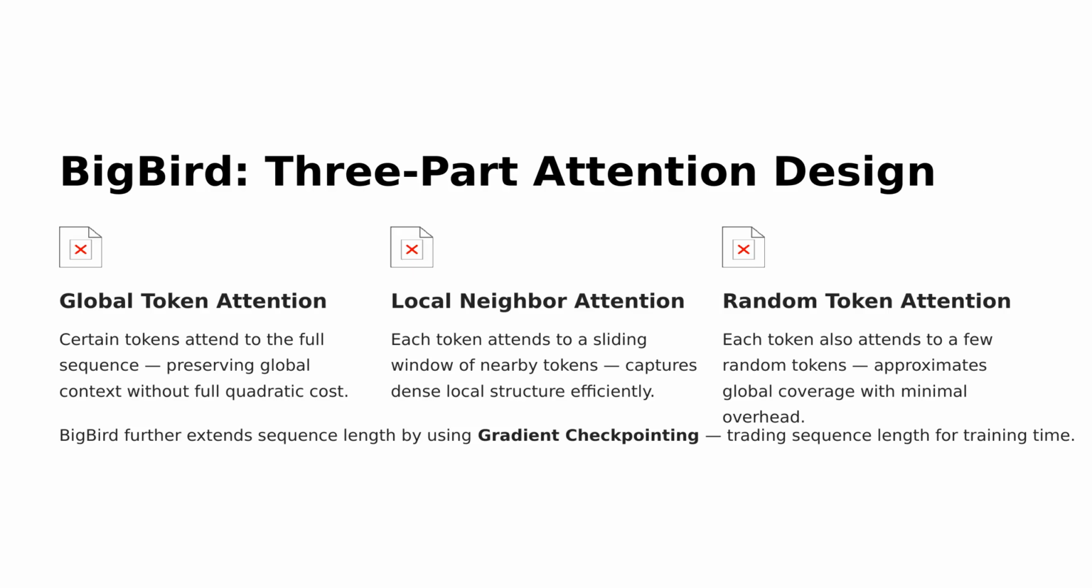Introducing BigBird's 3-part attention design. First, global token attention allows certain tokens to access the entire sequence, maintaining global context efficiently. Next, local neighbor attention ensures each token connects with nearby tokens, capturing local structure effectively. Lastly, random token attention enables tokens to attend to select random tokens, offering global coverage with minimal overhead. BigBird also uses gradient checkpointing to extend sequence length, optimizing training time.